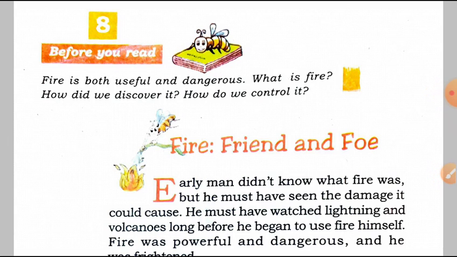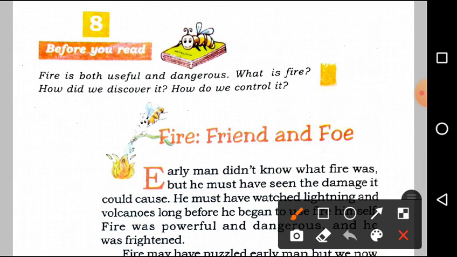Name of the lesson: Fire, Friend, and Foe. Friend, you already know the meaning of friend. Foe is the synonymous word for enemy. So, fire is both actually useful and dangerous. Fire can be used as a friend, and fire sometimes works as an enemy to us. So, fire is both useful and dangerous.